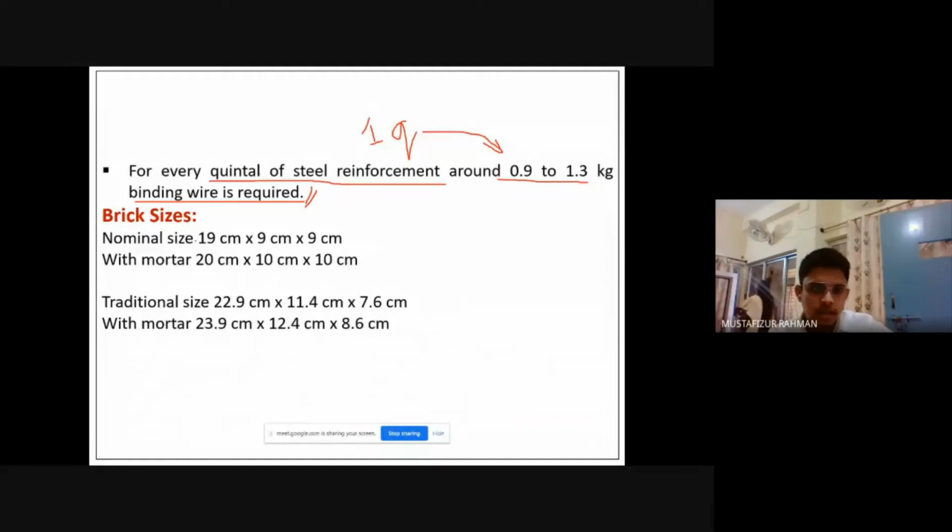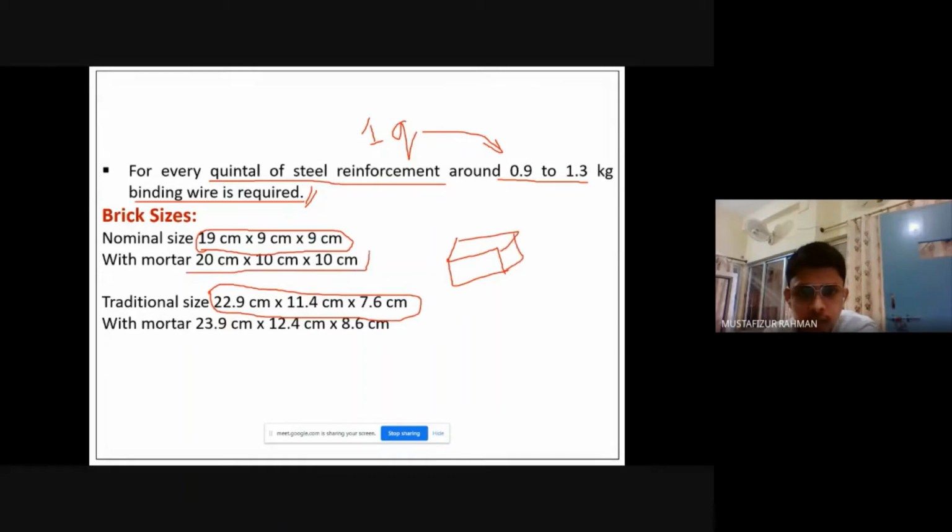Then we already know these brick sizes, right? This is known to us. What is the nominal brick size? What is the traditional brick size? Then if we are adding mortar on these brick sizes, obviously if we are doing brick wall, then we have to use mortar, right? Now, after applying mortar, what is the size? This is the size after applying mortar.